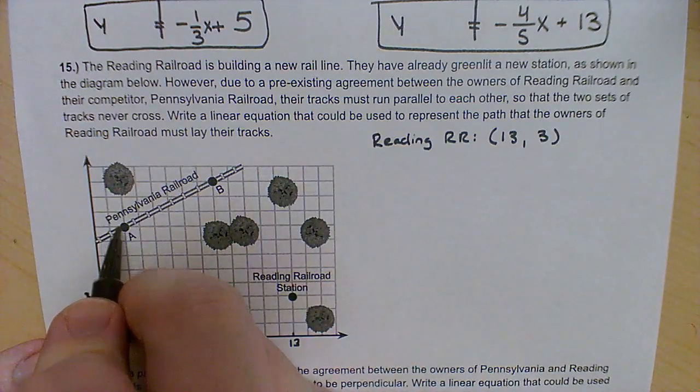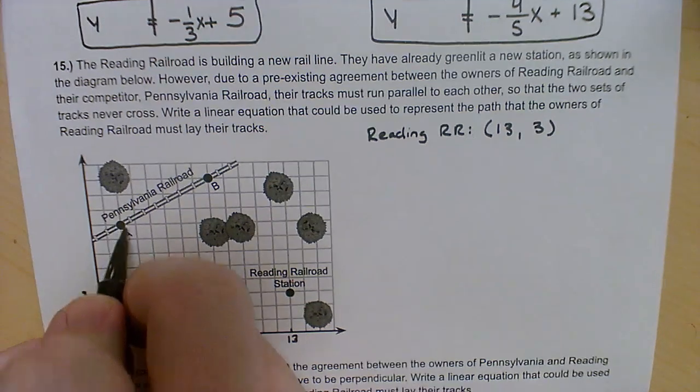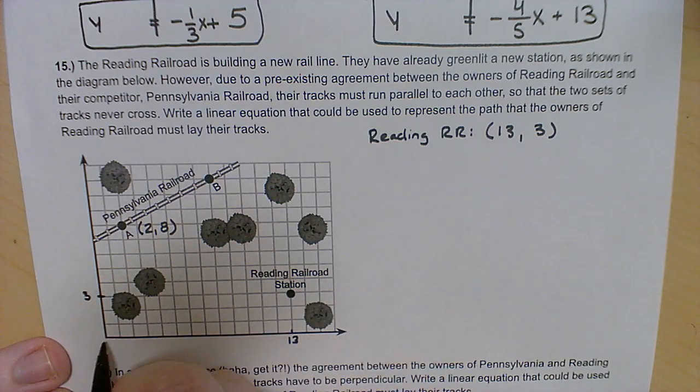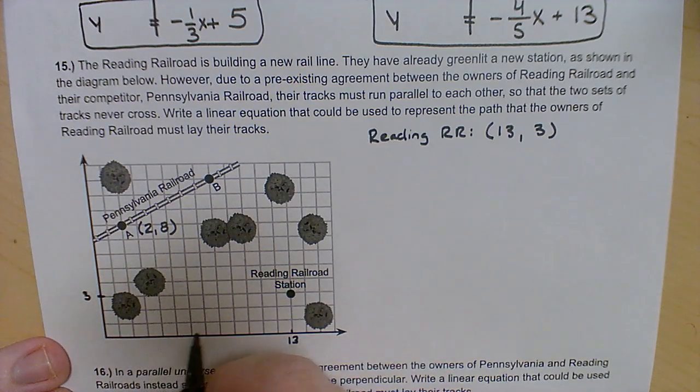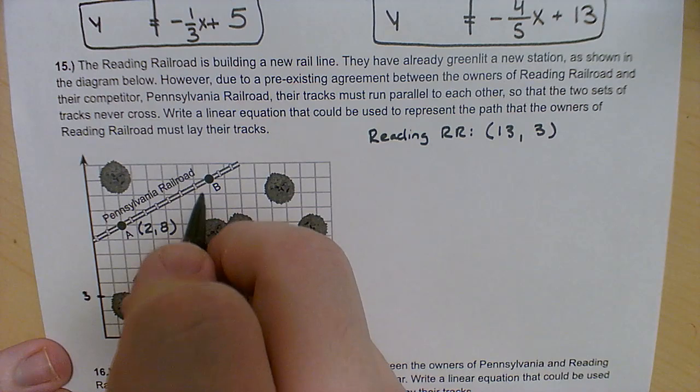So that station A is at 2, 1, 2, 3, 4, 5, 6, 7, 8. And B is at 1, 2, 3, 4, 5, 6, 7, 8. And up 1, 2, 3, 4, 5, 6, 7, 8, 9, 10, 11.